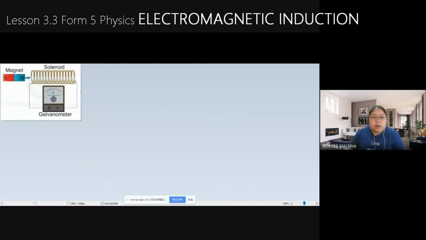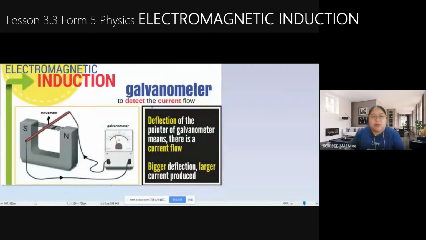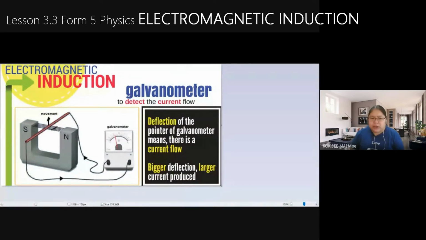Okay, then I go to the second one. Second one is just like this one. Just now I told you the magnet is fixed, so I'm using the conductor wire. I move it up and move down. I cut the flux, so the galvanometer also will be deflected. From here, they explain for you, deflection of the pointer of the galvanometer means there's a current flow. Bigger deflection means bigger induced current produced. So this is what I want to show you.